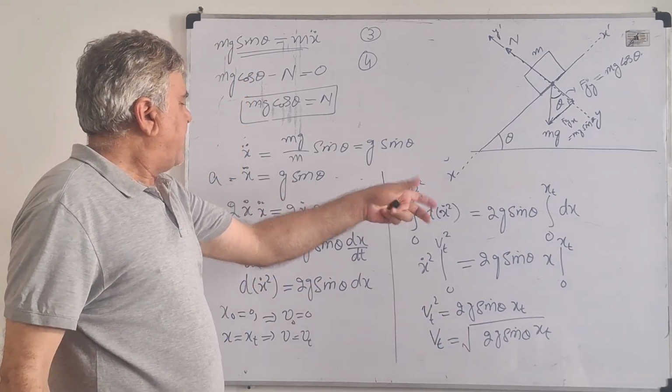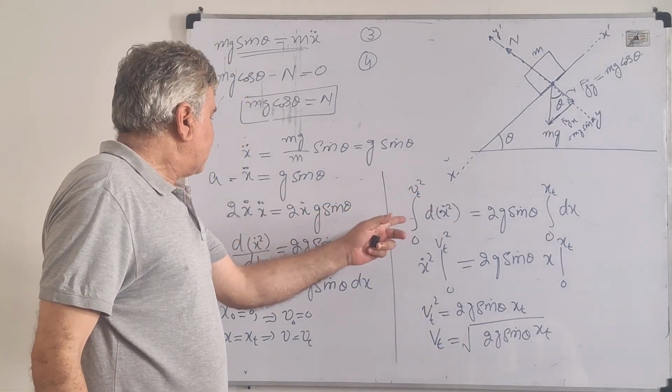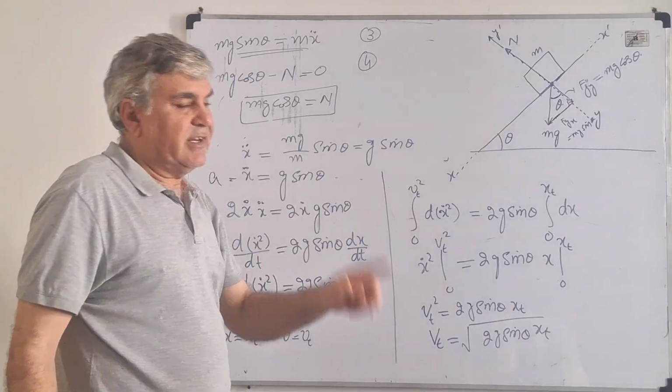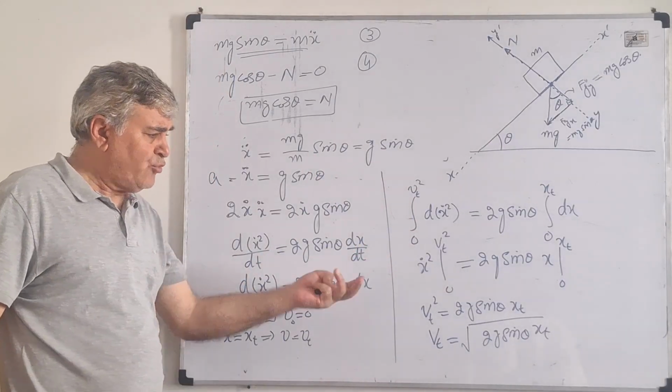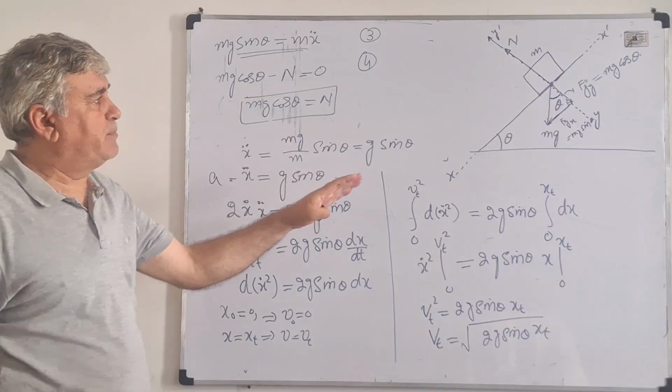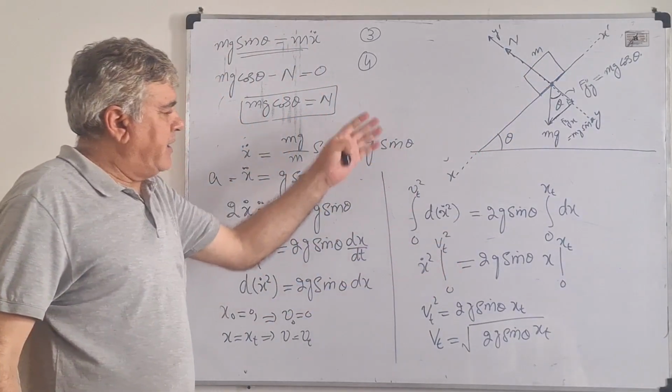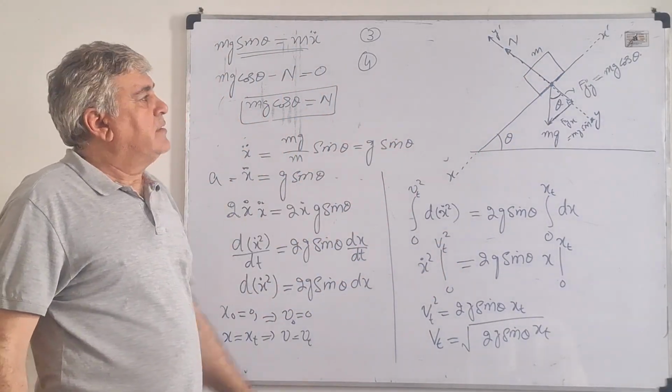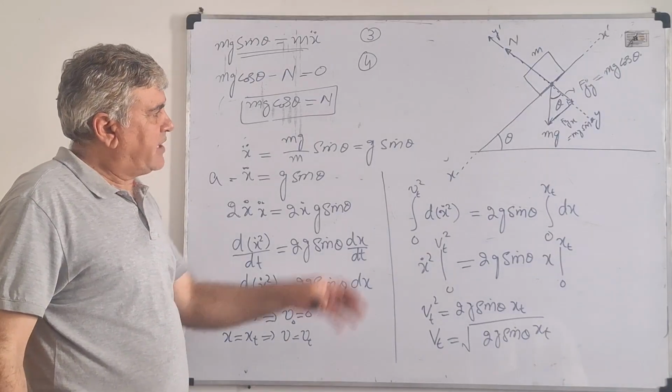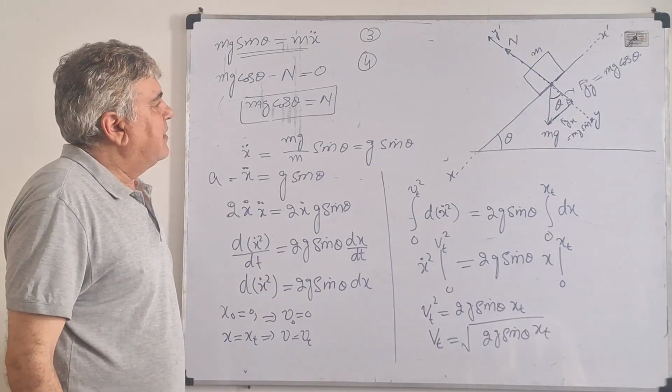So this equation gives me the velocity as a function of position along the plane, and the previous one which I derived was giving the velocity as a function of time. So this way you can link the velocity with position along the plane and with time as the block slides on the plane.